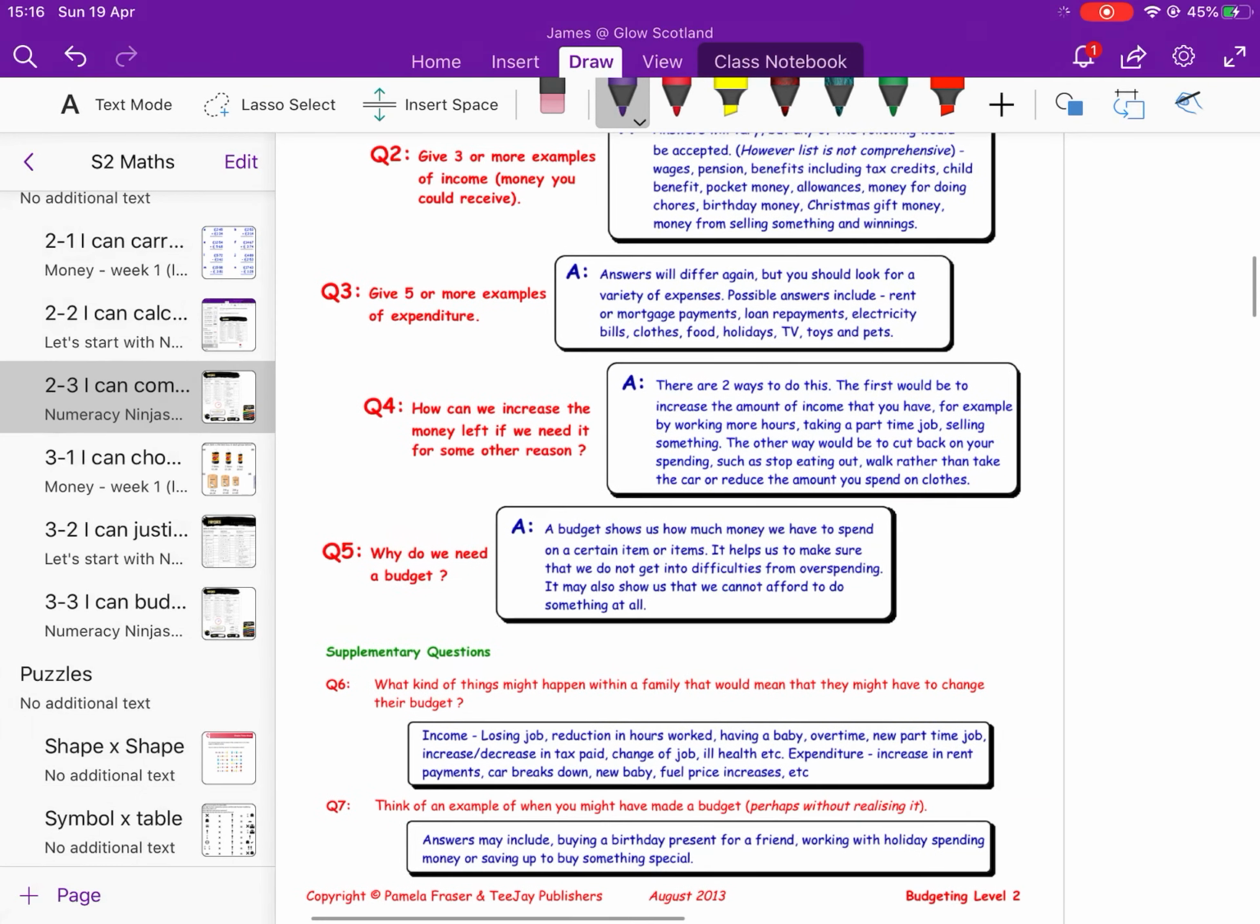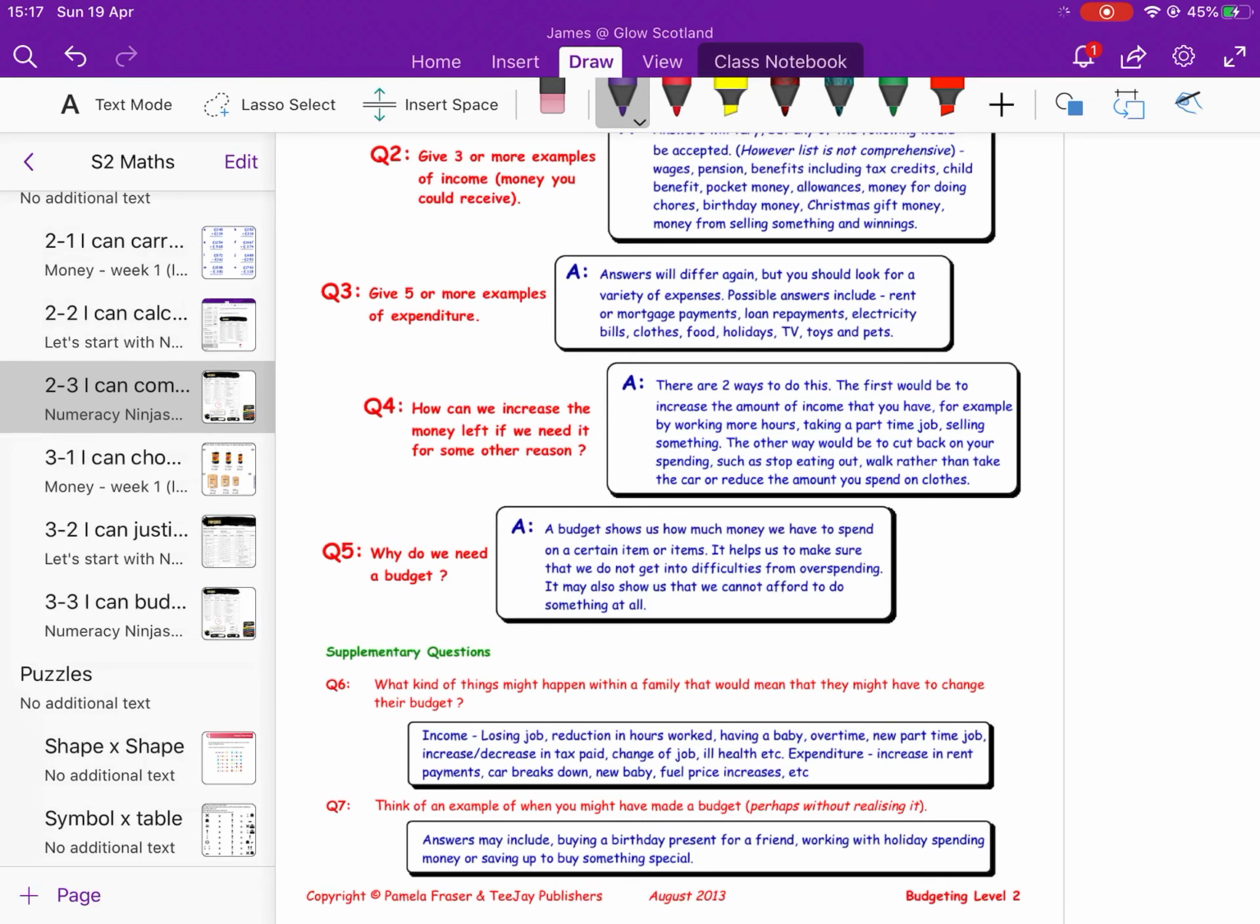Question 4. How can we increase the money left if we need it for some reason? There's 2 ways we can do this. First, you need to increase your amount of income. So you might get more hours to work. You might get an extra job. You could sell something else. It could be eBay or something like that.